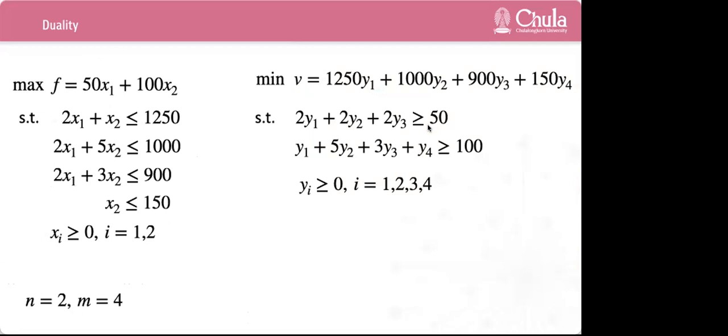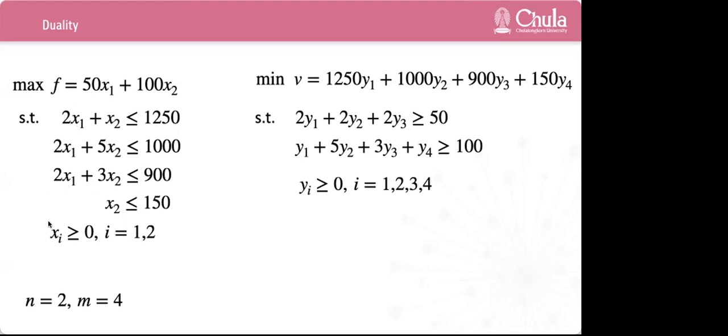For example, if we have this primal problem, maximize f, where f is 50 x1 plus 100 x2. We have the constraint 2x1 plus x2 less or equal to 1250, and 2x1 plus 5x2 less or equal to 1000. The third constraint is 2x1 plus 3x2 less or equal to 900, and the last one is x2 less or equal to 150. All these variables are positive.